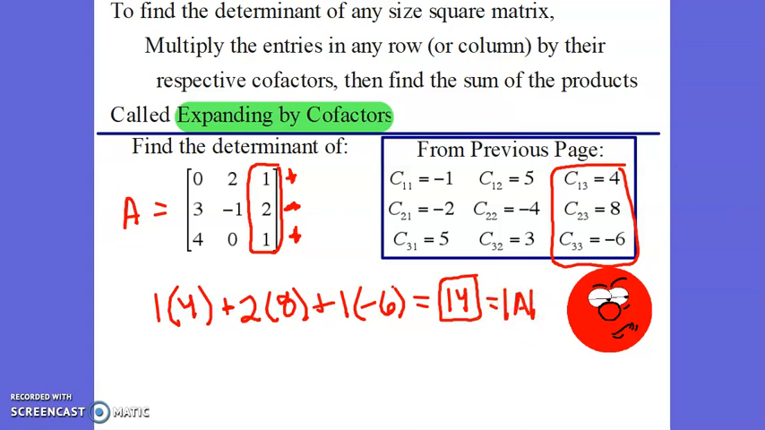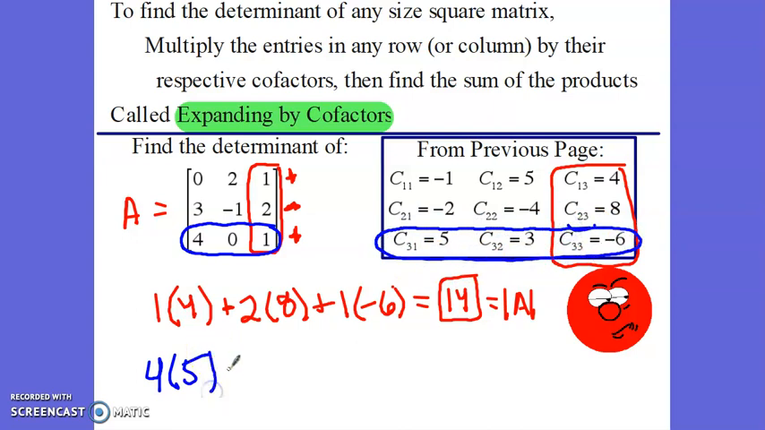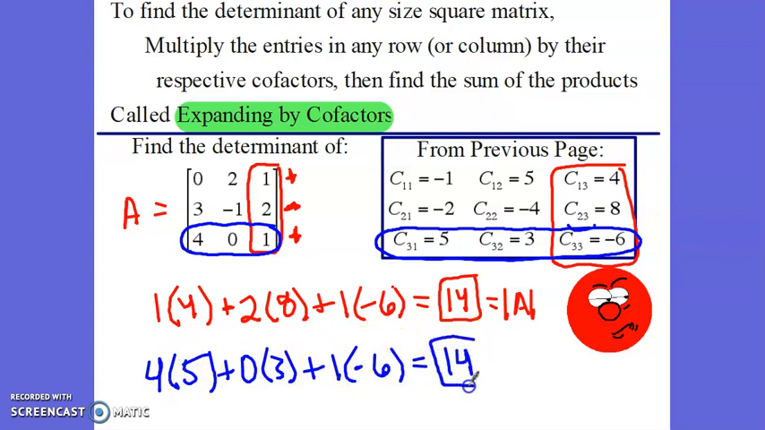Now the beauty is you could have picked any row or column. So if I actually picked row 3, what if we did it that way? Notice we would have had 4 times 5. We'd be working this out this way. There we go. So 4 times 5 plus 0 times, well, that just made life easy, plus 1 times negative 6. And again, 20 plus 0 minus 6 is still 14. So notice it doesn't matter which row or column you choose.